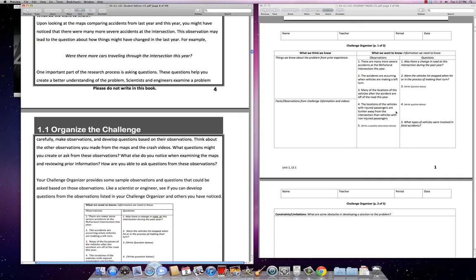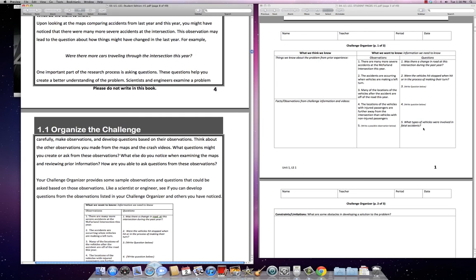Number 4: the locations of the vehicles with injured passengers are further away from the intersection than the vehicles with non-injured passengers. So a question is, were those vehicles hit harder by the trucks? What type of cars hit those vehicles? Were the closer accidents hit by lighter trucks? Were the trucks speeding when they hit the cars that had injured passengers? Was the car stopped or moving when it was hit? So these are all possible questions, and there's a large variety of questions. These are just some examples.